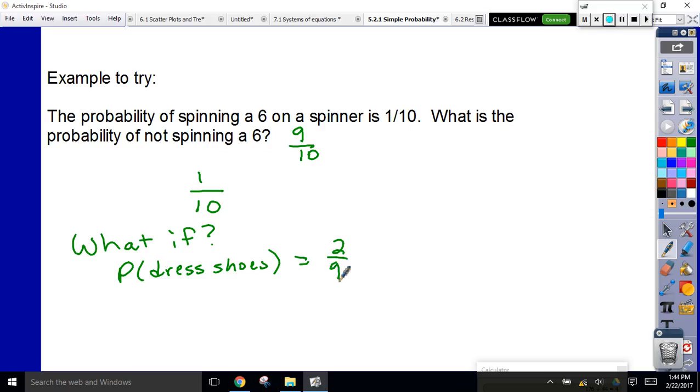This means that 2 of us out of the 9 are wearing dress shoes. Wait, wouldn't those be considered dress shoes? No. Victoria and I both have dress shoes. Show them your shoes. These are called dress shoes, okay? That's what I had in mind, like ladies' dress shoes.